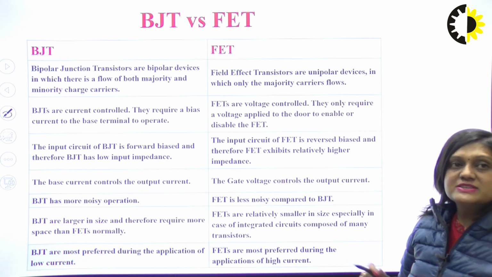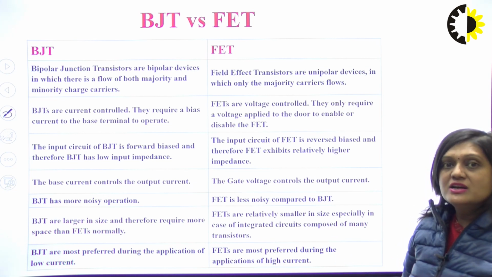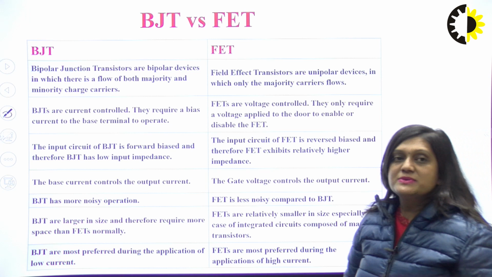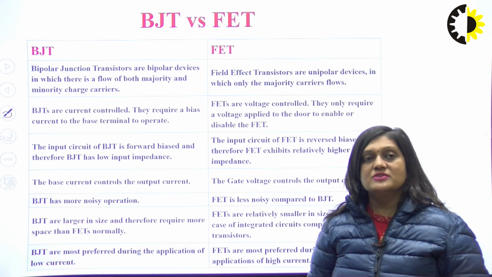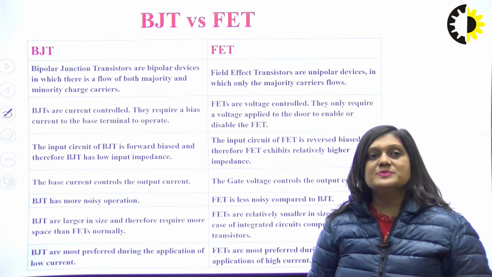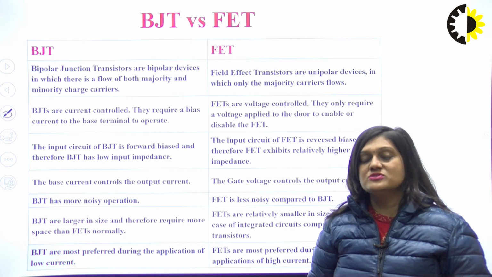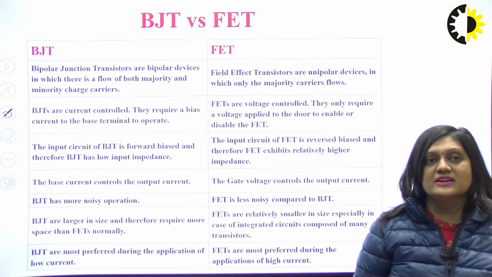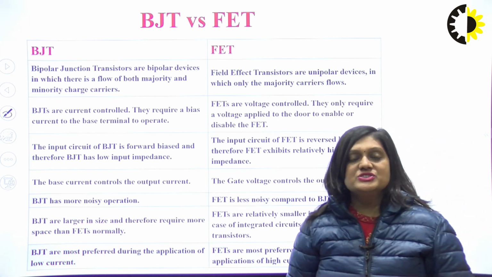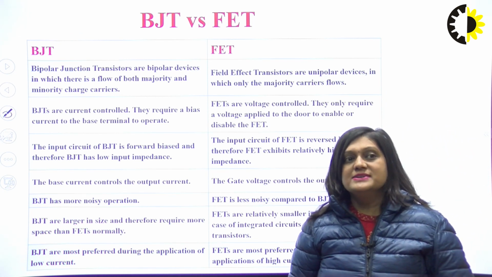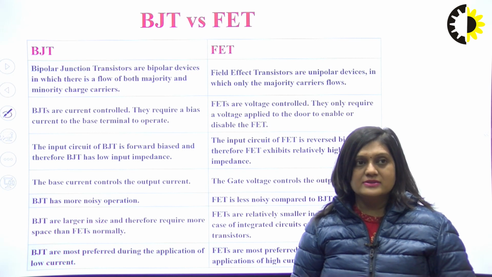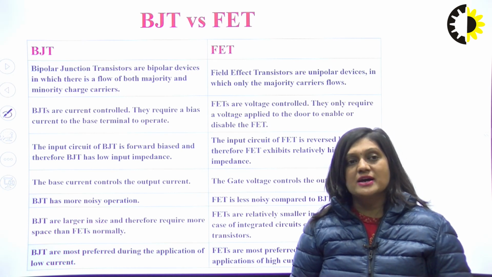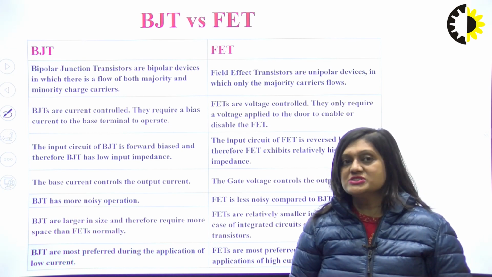And these are the major differences between the BJT and FET. BJT is bipolar, meaning both types of charge carriers are involved. FET is unipolar, meaning only majority charge carriers are involved. For N channel, electrons will be involved, and in P channel, holes will be involved. BJTs are current controlled, for example IC is equal to beta IB, and FETs are voltage controlled.